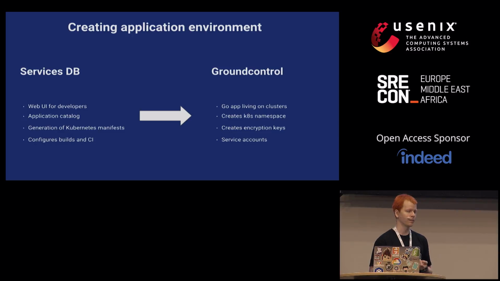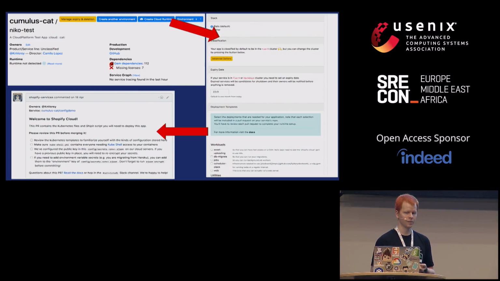On the Kubernetes side, we created a small tool called ground control, and that's just a tool that builds scaffolding for those environments. So it listens to Services DB calls on an API, and it creates the Kubernetes namespace, the encryption keys, service accounts, whatever is the basic scaffolding that we need for all of our applications. And Services DB, after setting up the environment, also handles setting up the build system and setting up a CI for our applications.